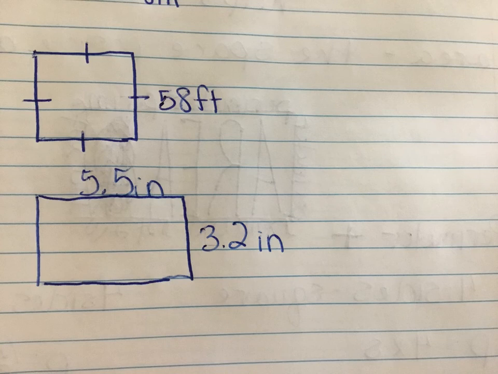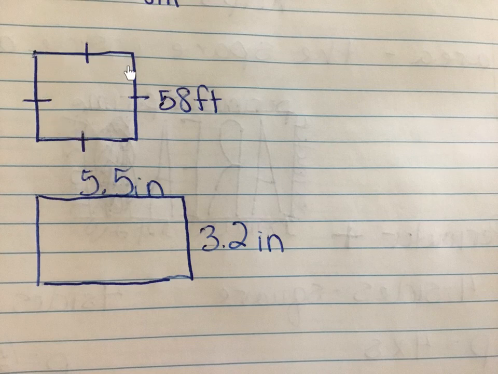All right, let's give this one a shot. Notice that it has these lines on there. We talked about this before when we talked about shapes. If it has these lines on there, it means all these sides are the same because they have the matching symbol on there. So in this one, it says this side is 58 feet, which means that this side is also 58 feet. And this side is 58 feet, and this side is 58 feet.